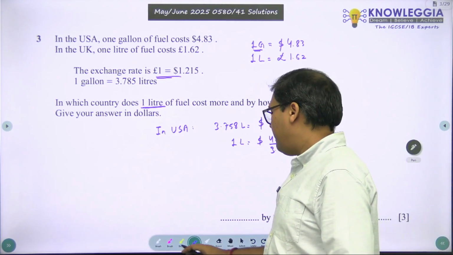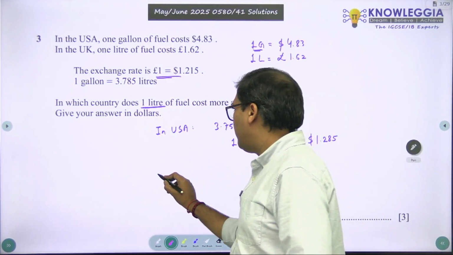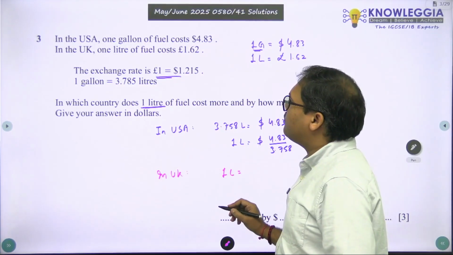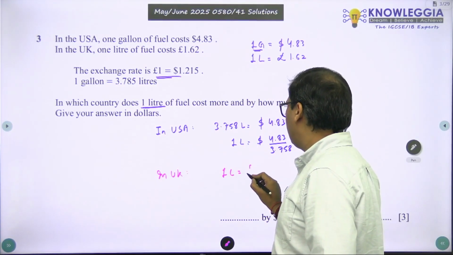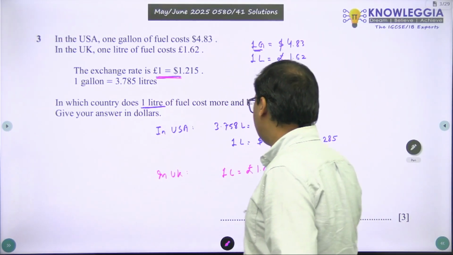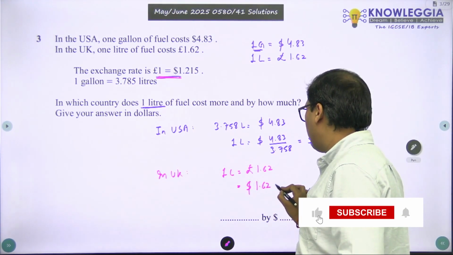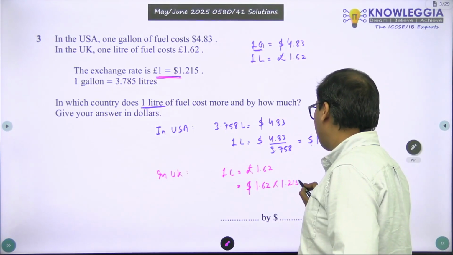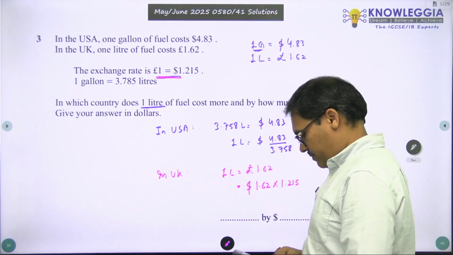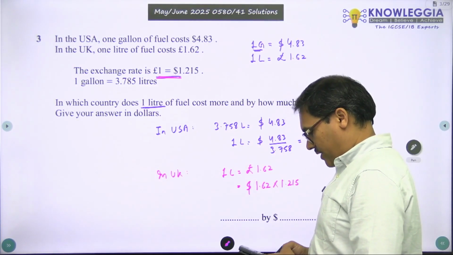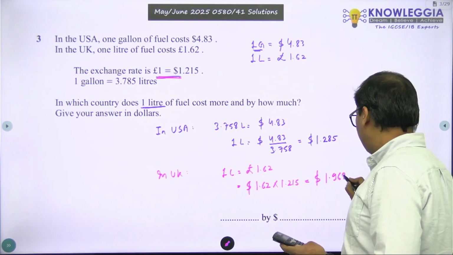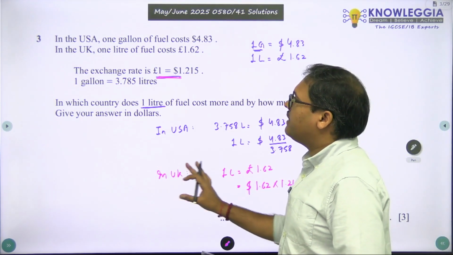Okay. Now in UK, 1 liter of fuel costs 1.62 pounds, right? And you know 1 pound is equal to these many dollars. So this is in dollars: 1.62 multiplied with 1.215 dollars. You can see 1 pound is this, so 1.62 pounds will be this multiplied with this. So what is this? You will find this is $1.968. That is the price in the UK, and we have the price in the US.